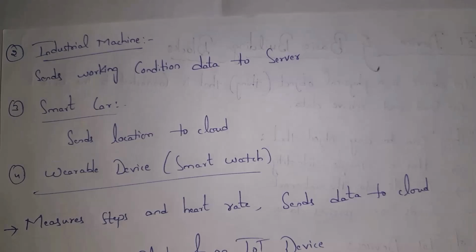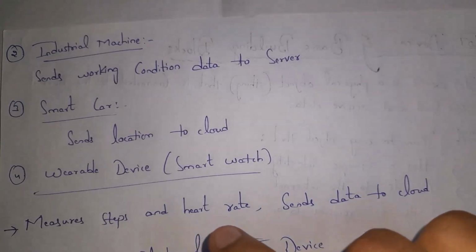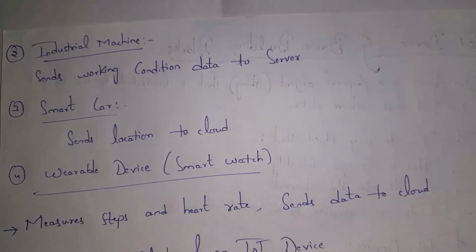And second one is industrial machine. Guys, by using IoT, we can check working condition of industrial machines. And that working condition data is sent to server. And third one is smart car. Smart cars can automatically send location to cloud. And fourth one is wearable devices like smartwatch. By using smartwatch, we can measure steps, heart rate, and the data can be sent to cloud.